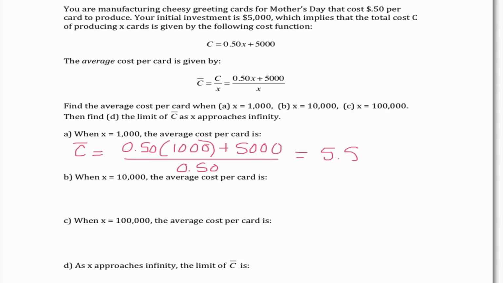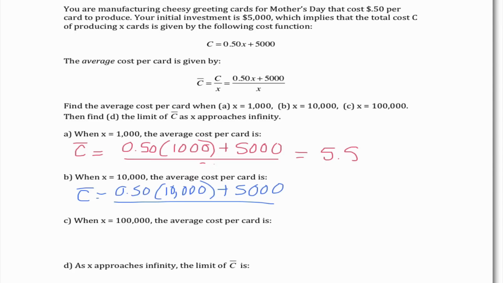Now, for part B, it says we want to find the average cost when x is 10,000. Okay, so this time I'm substituting 10,000 in. Oh, and I made a mistake here. That should not be 0.50. I don't know what I was writing. That was 1,000 because that's how many cards we had. So if your number wasn't matching mine, that is why. Okay, so here I'm dividing by 10,000. And when I put that all in, I end up getting 1.